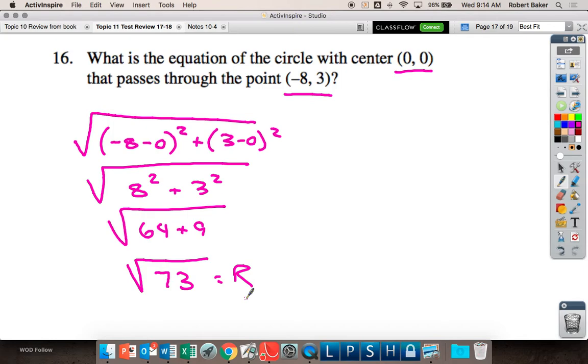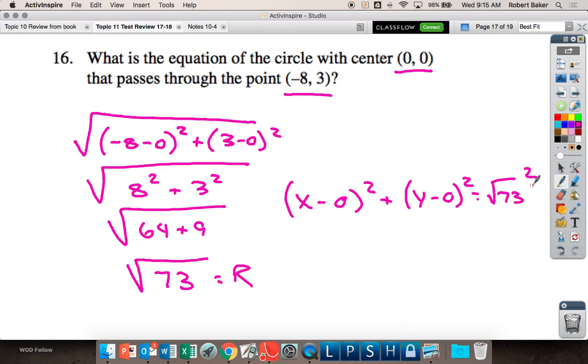You can't take the square root of that, it gives you some janky decimal. So I know the center is at 0, 0. And my radius equals the square root of 73. X minus 0 squared plus y minus 0 squared equals the square root of 73 squared. That's my formula. X minus h squared plus y minus k squared equals r squared.